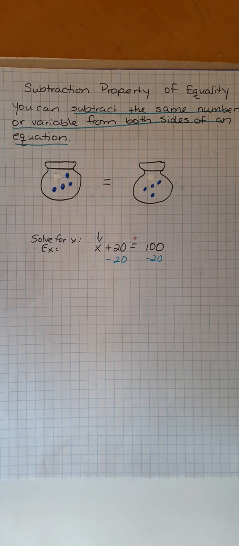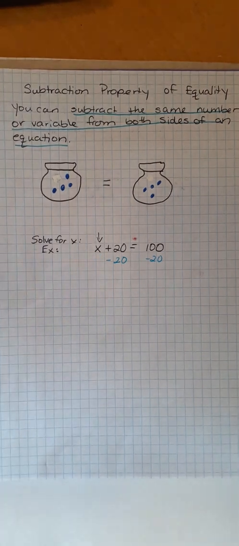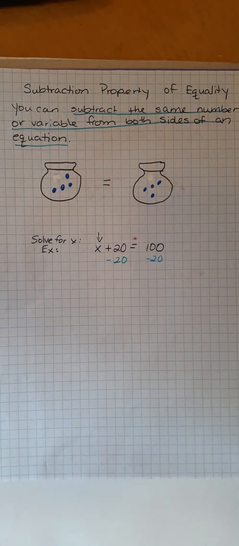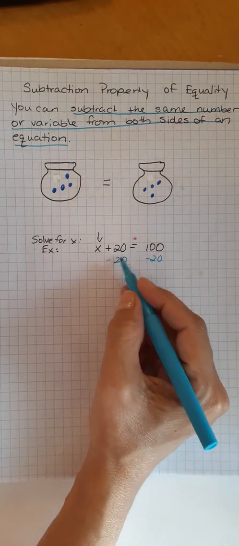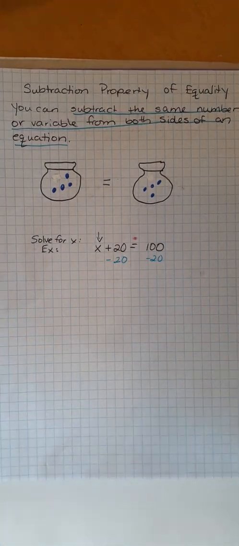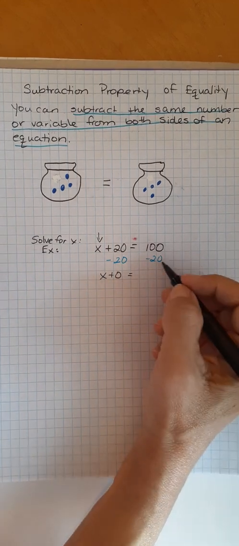So in this case, solve for x. You look at this variable and you say, what is added or subtracted to that? And you can see plus 20 is added. So in order to get that x alone, we need to subtract 20 from both sides. 20 take away 20 gives us 0. x plus 0 equals 100.